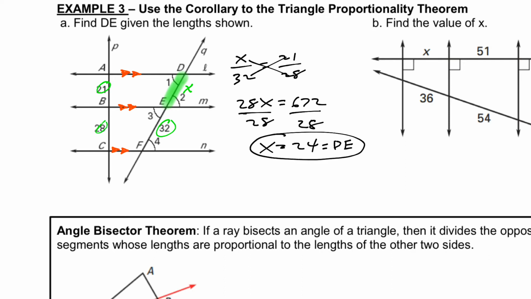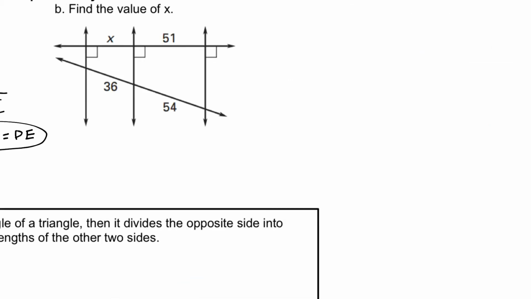And there we go, we have part A done. Let's do part B. In part B, we can see that we have these three corresponding 90-degree angles that are congruent. So the three lines would be parallel. So we'll just go ahead and set up our proportion. So for this one, we're going to write X over 51 equals 36 over 54.